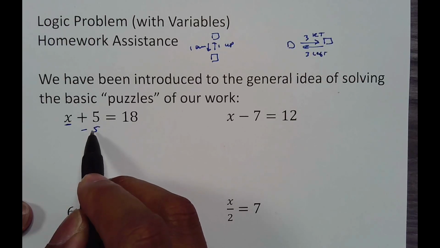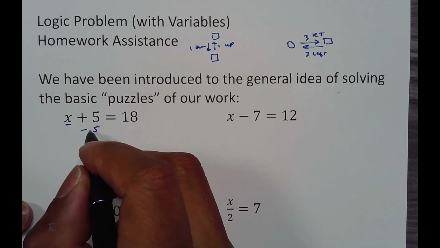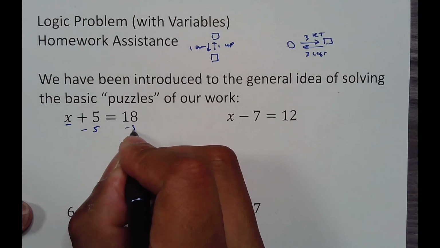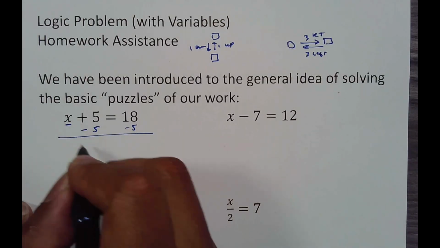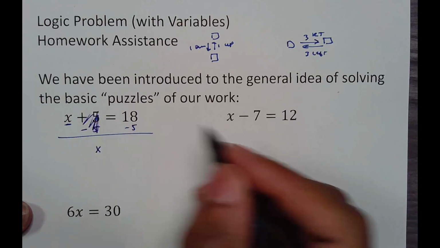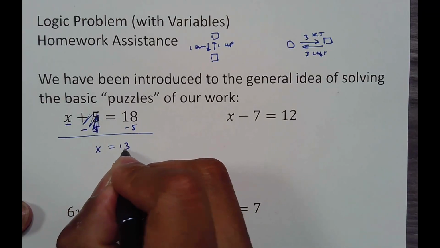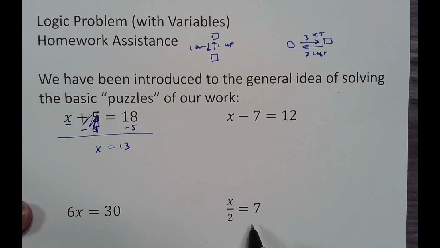So subtract 5 from that, which of course gets rid of it because 5 minus 5 is 0. And then subtract 5 from your target, which is 18. Your x will come down. Again, that stuff cancels out because it's gone, and 18 minus 5 is 13. That would be your answer.